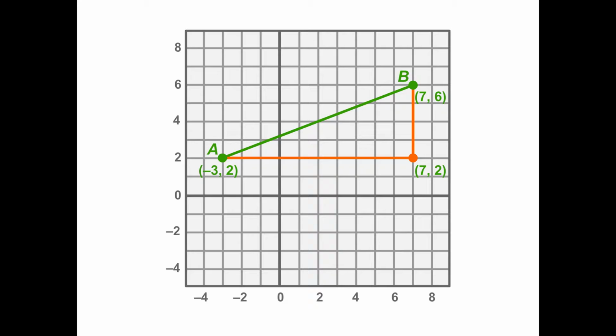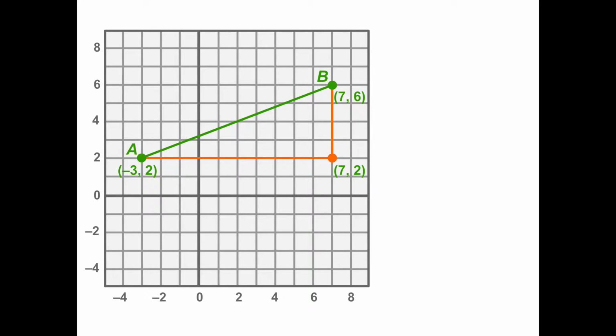The midpoint of the horizontal piece has the same y-coordinate of 2, so we only need to find the midpoint of the x-coordinates. To do that, average them just as we did for the number line. -3 plus 7 divided by 2 is 2. The midpoint of the horizontal segment is at (2, 2).